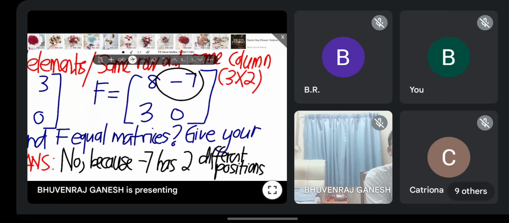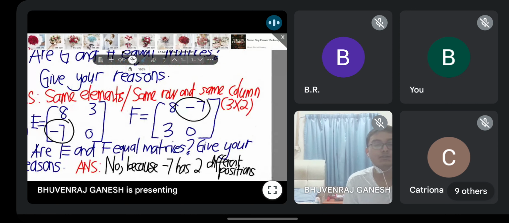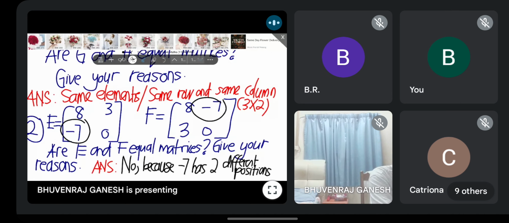Okay, guys, do you all understand these two questions over here? How to determine equal matrices? Hope you're all clear on this, because they like to ask questions on this also. So you must know how to determine it. All right. Okay, so next one.